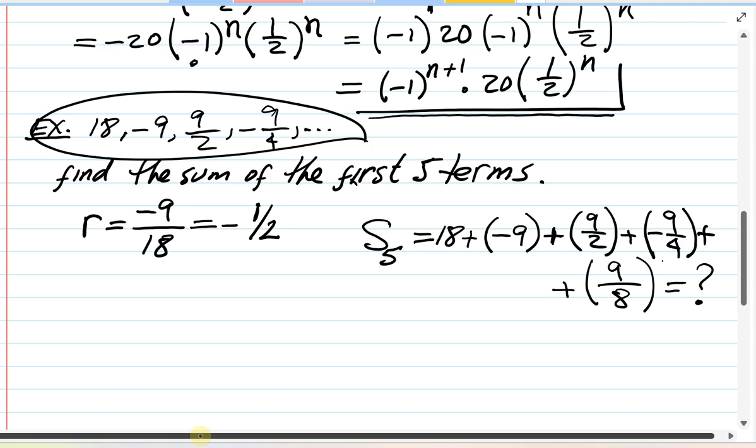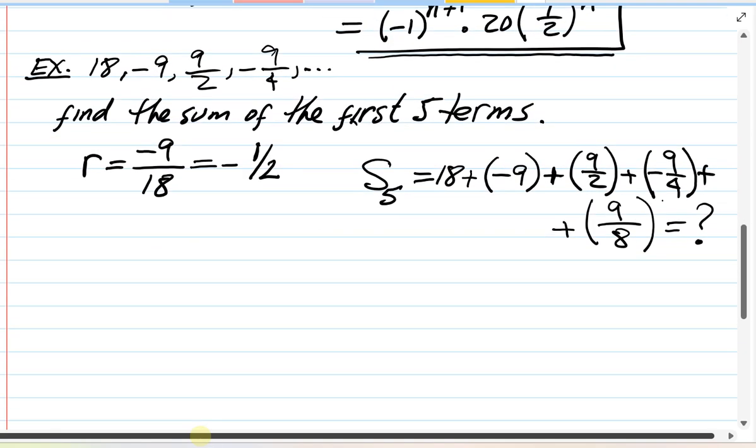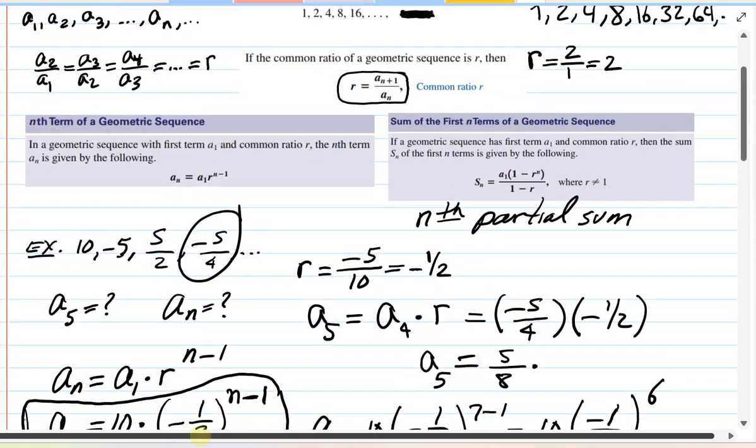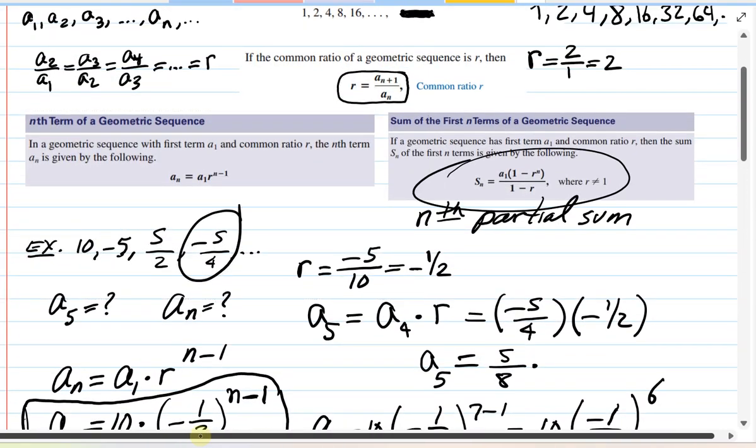We want to know what is this sum. So if you like, use it on your calculator, do it, see what this is. However, that's going to miss the point of this example. So what we want to do is use the formula for the nth partial sum, and that is this one. S sub n is a1 times 1 minus r to the n over 1 minus r. Of course, division by 0 is undefined, so this will not work if r is 1.